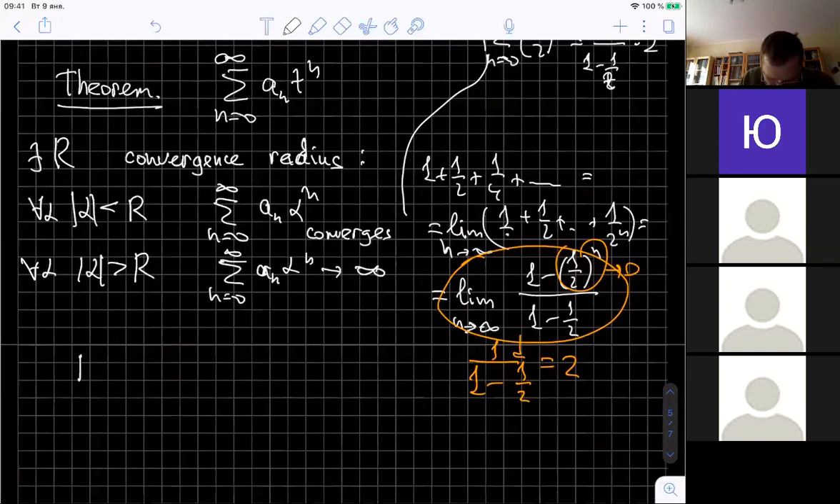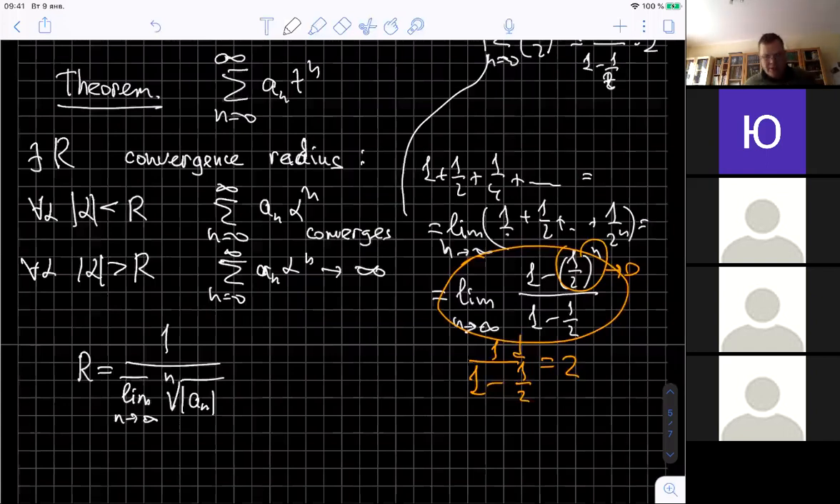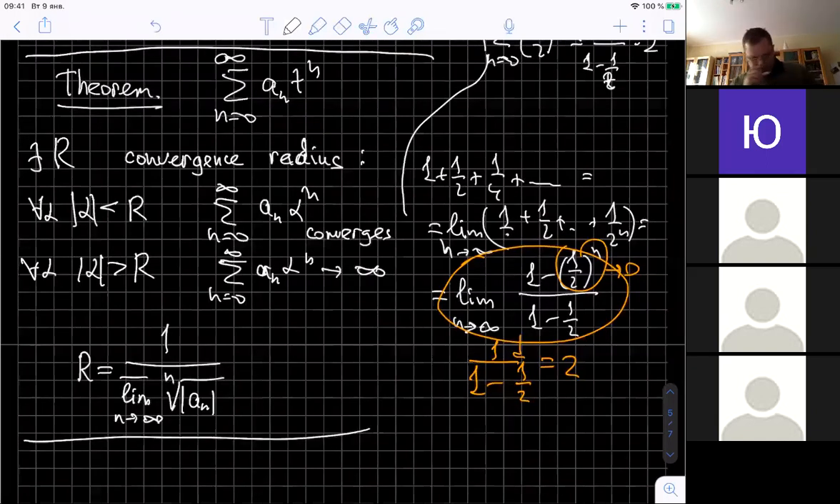So r is equal to 1 over the upper limit of the nth root of the modulus of a_n as n tends to infinity. So, yeah. If you're not familiar with this, it is not bad. I think this theorem is not very hard, so you can prove it by yourself.